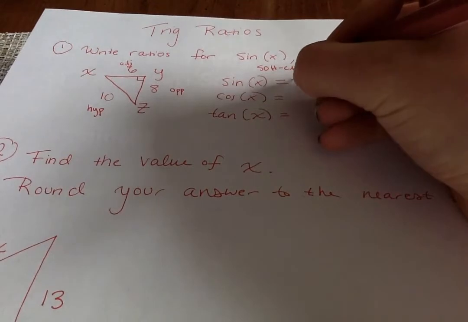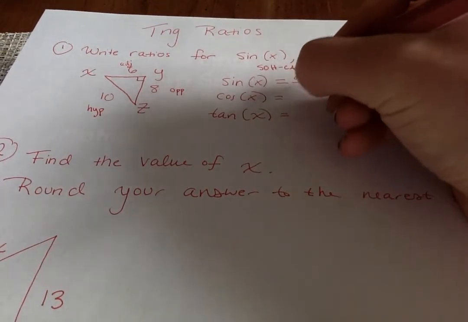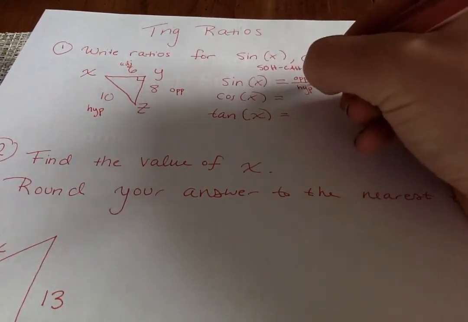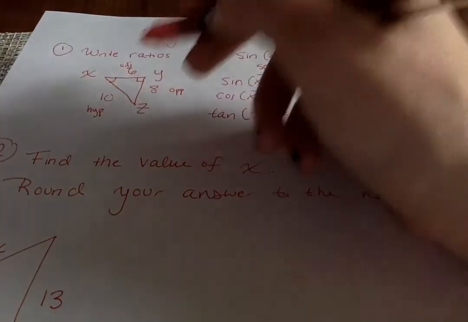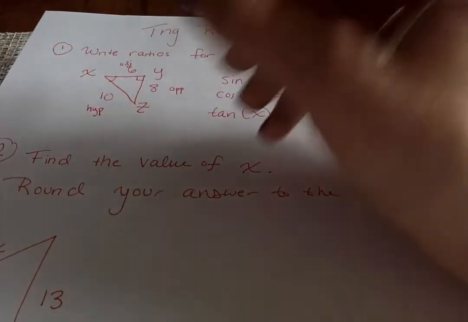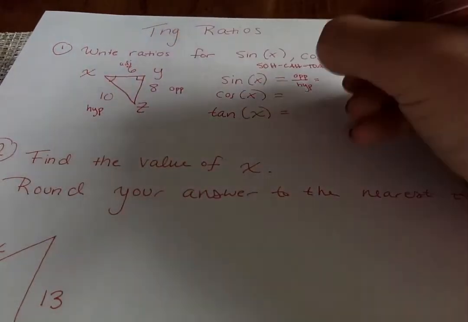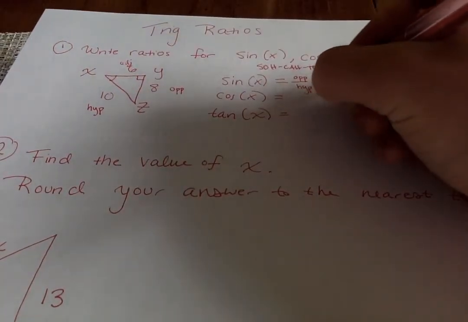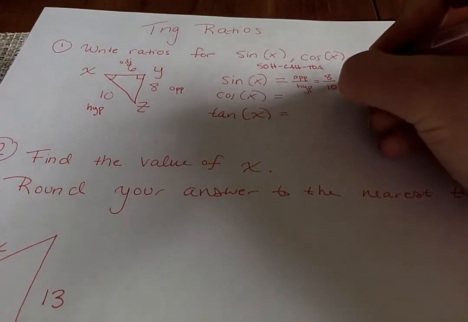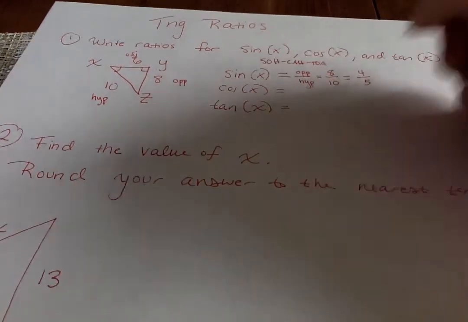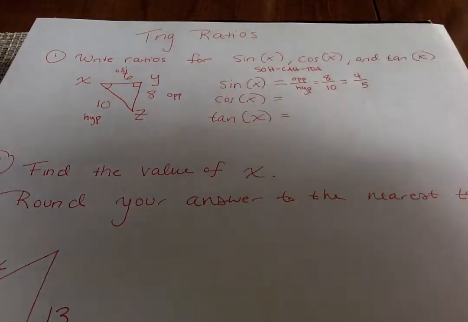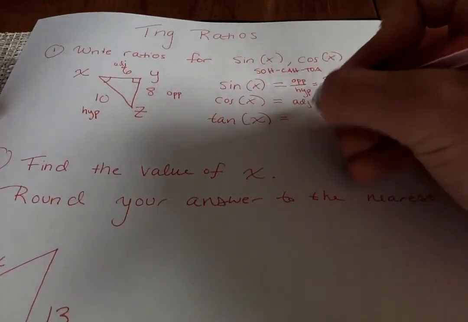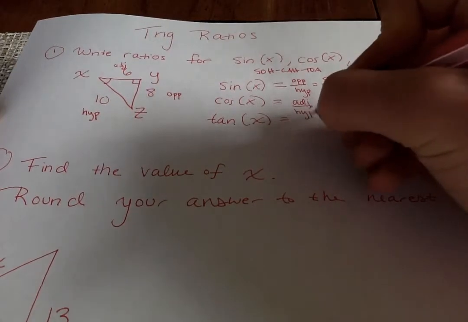Sine is opposite over hypotenuse. And then we just put in what we have labeled because we did everything in terms of x. So the opposite leg from x is 8 and the hypotenuse is 10. And make sure to reduce that fraction as many of you guys did in your homework earlier this week, which was awesome. Cosine of x was our adjacent all over our hypotenuse.